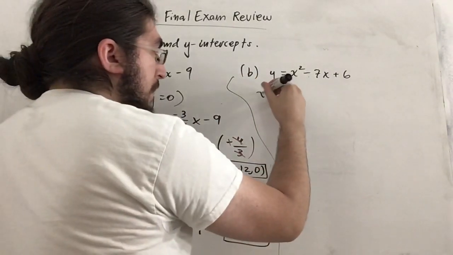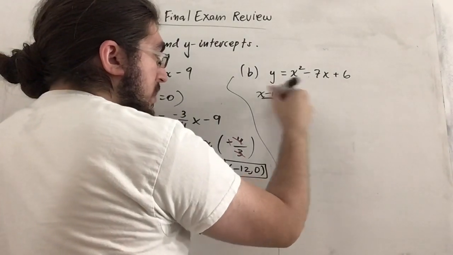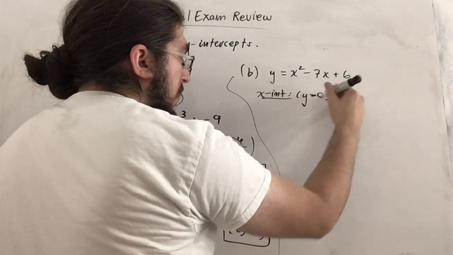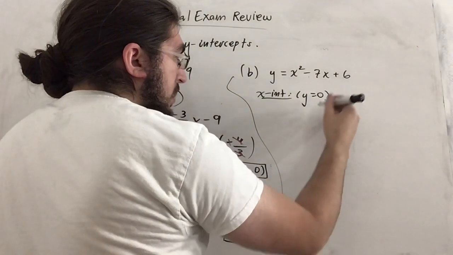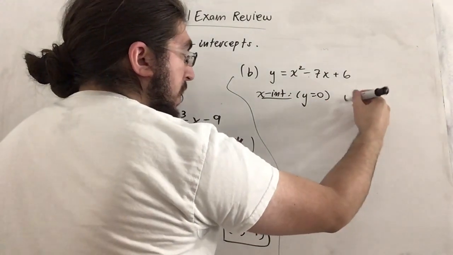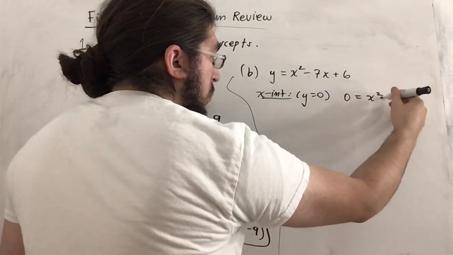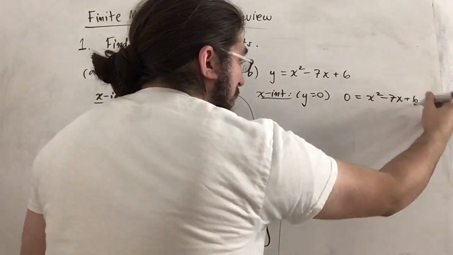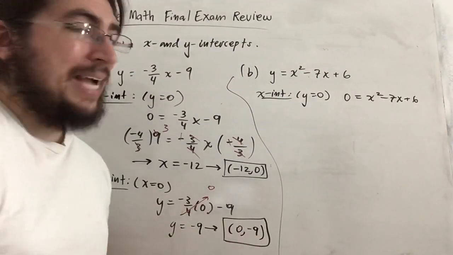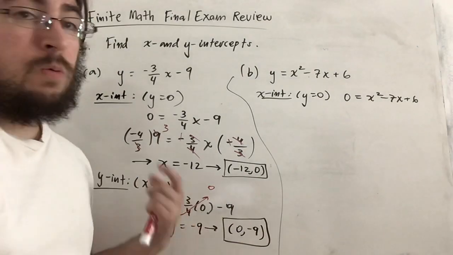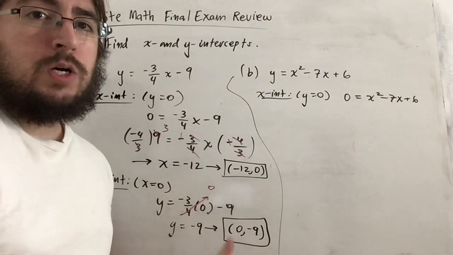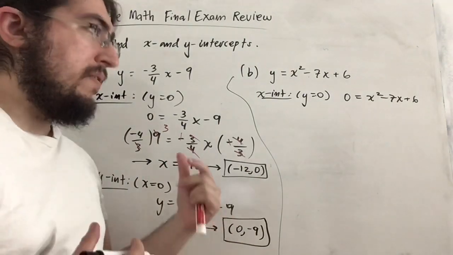Now on to B, same exact idea. To find x-intercepts, we set y equal to 0 and solve for x. Now in this case it's a little different because what we end up getting is, let me write it over here, 0 equals x squared minus 7x plus 6, which is of course a quadratic equation in x. So to solve for x in this case we want to factor. You could also use the quadratic formula, but I'm going to handle this one in particular by factoring.